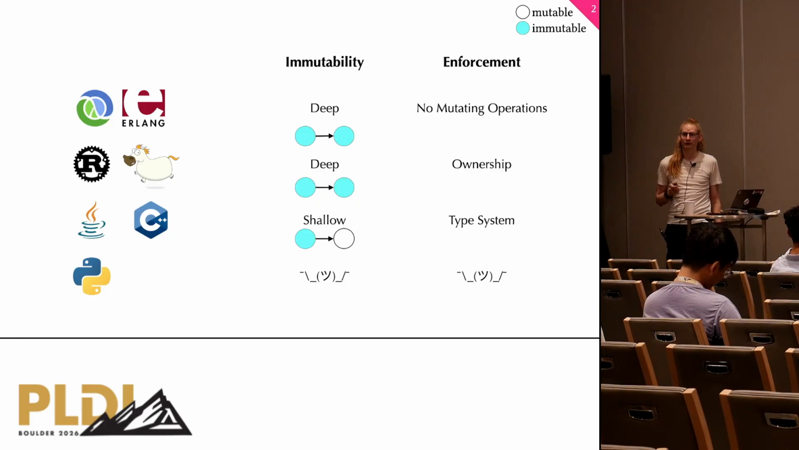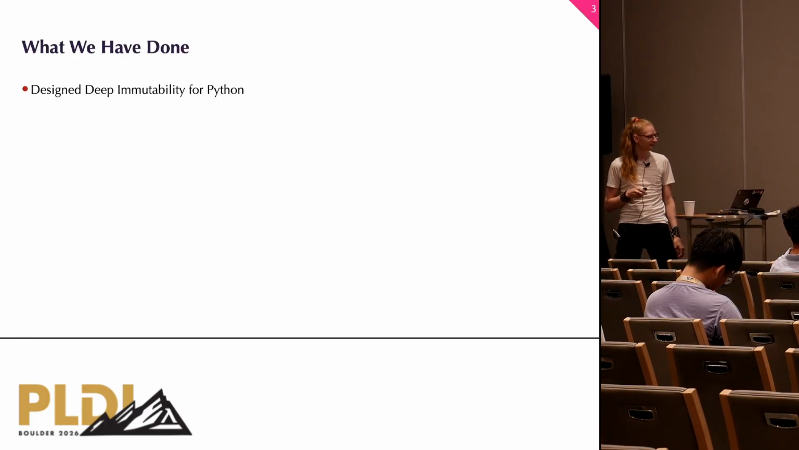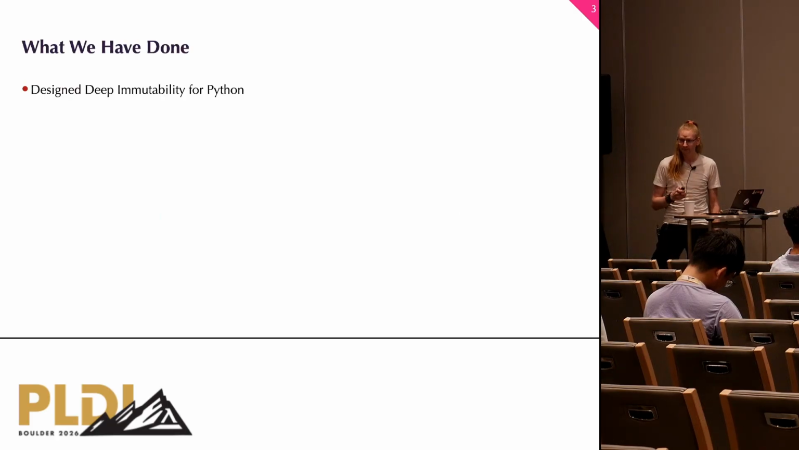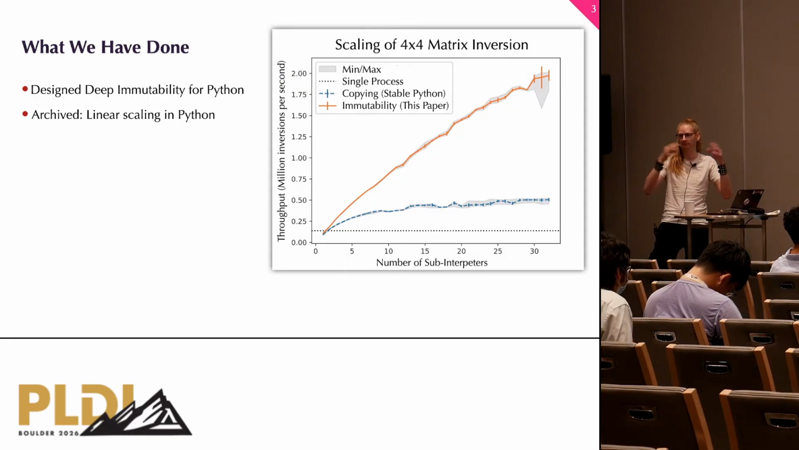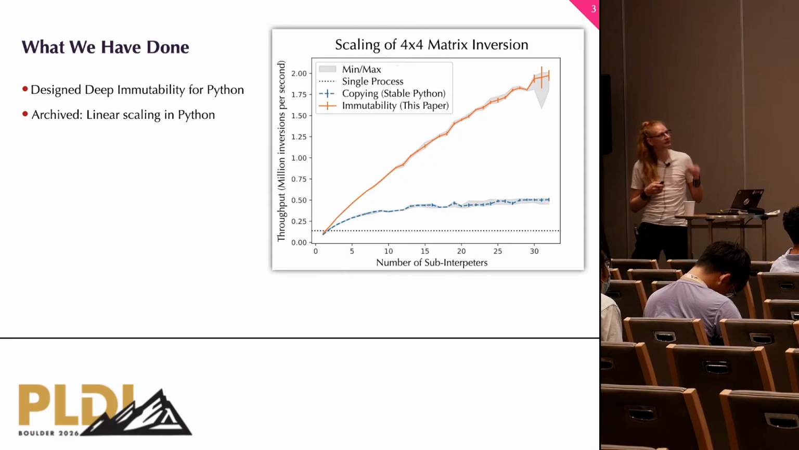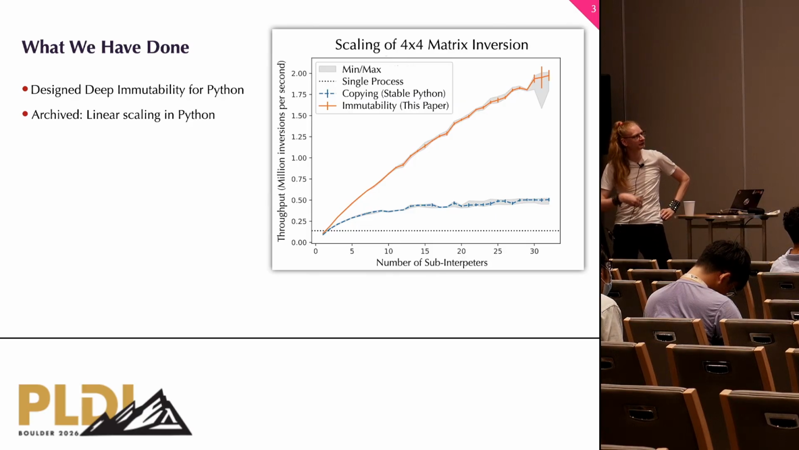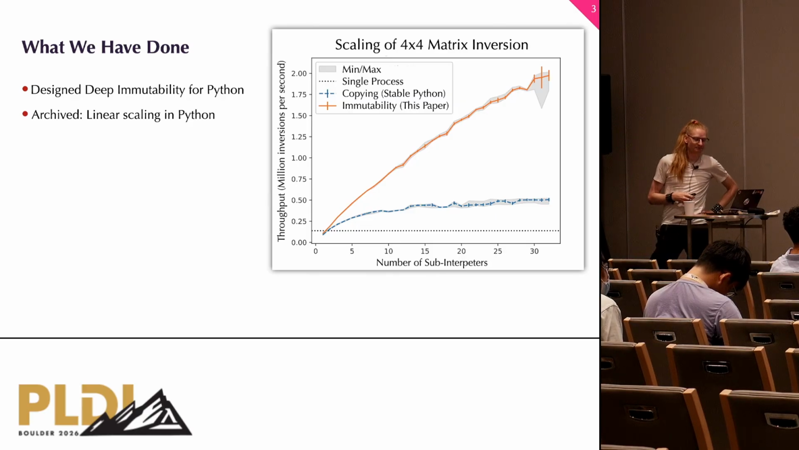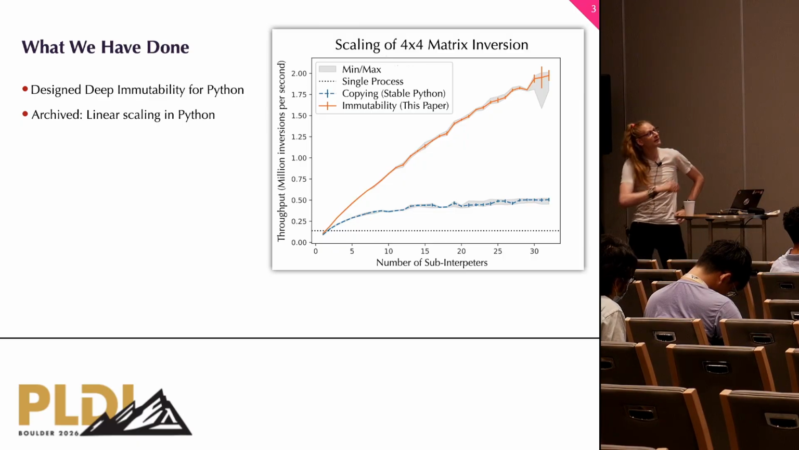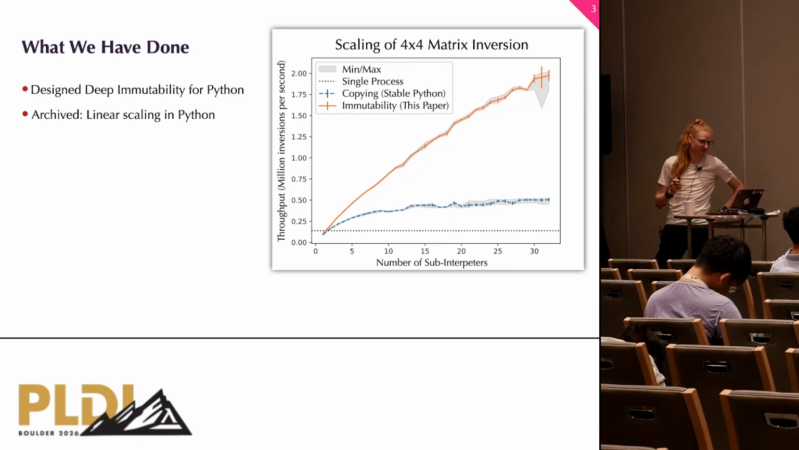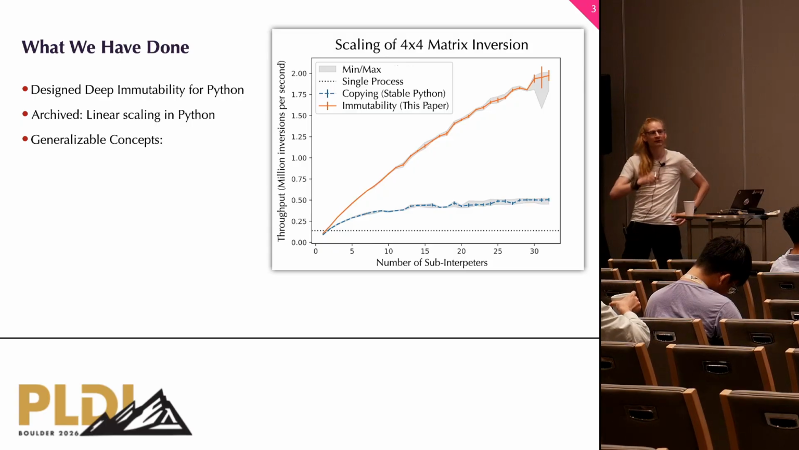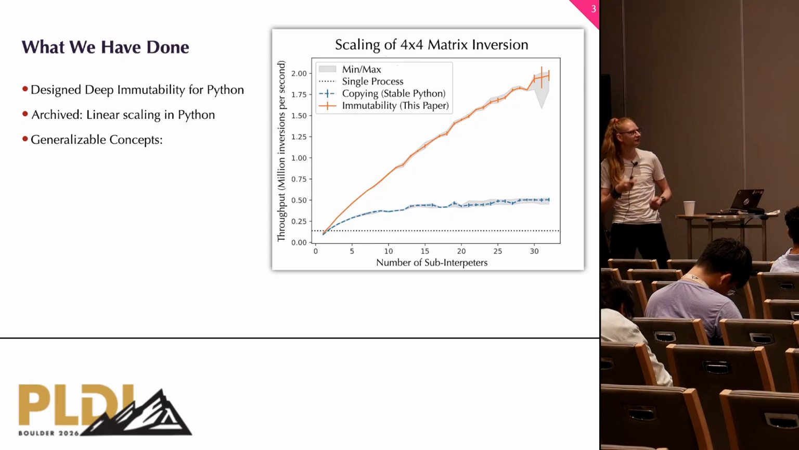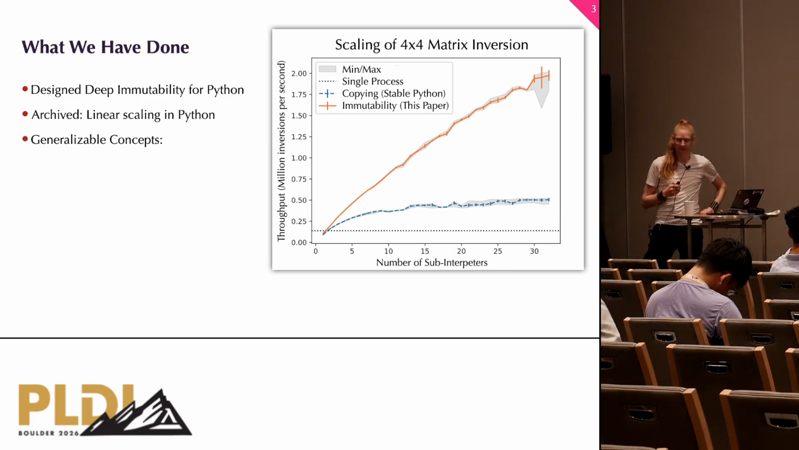And this brings us to what we've done. So we have designed deep immutability for Python with a specific goal of sharing data across threads. And with this, we've achieved a beautiful graph over there, and I'm going to tell you the journey of how we got there. But to highlight, the blue graph is what's possible on current stable Python, and the orange one is what we've achieved.